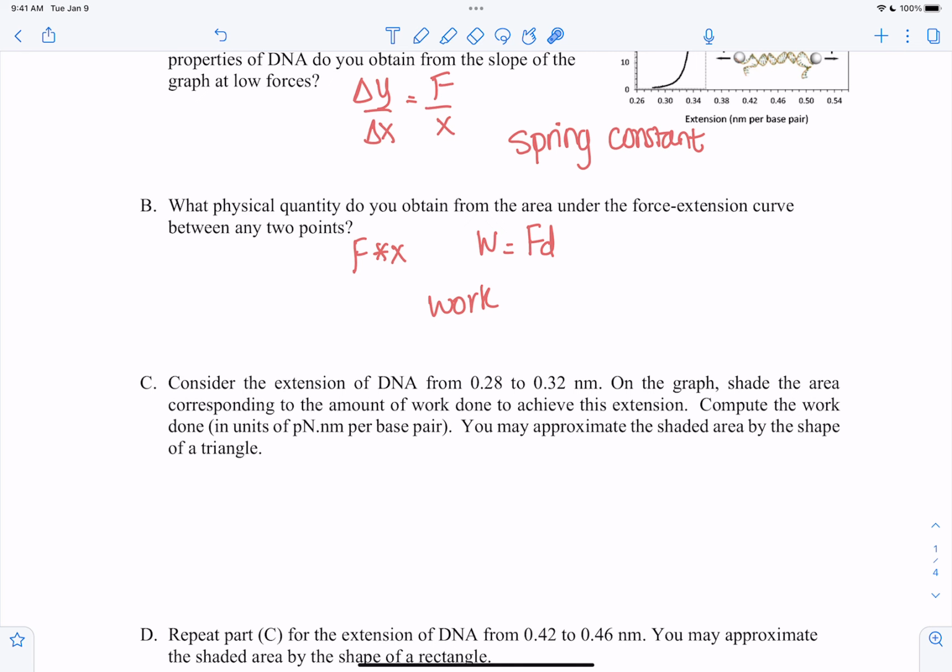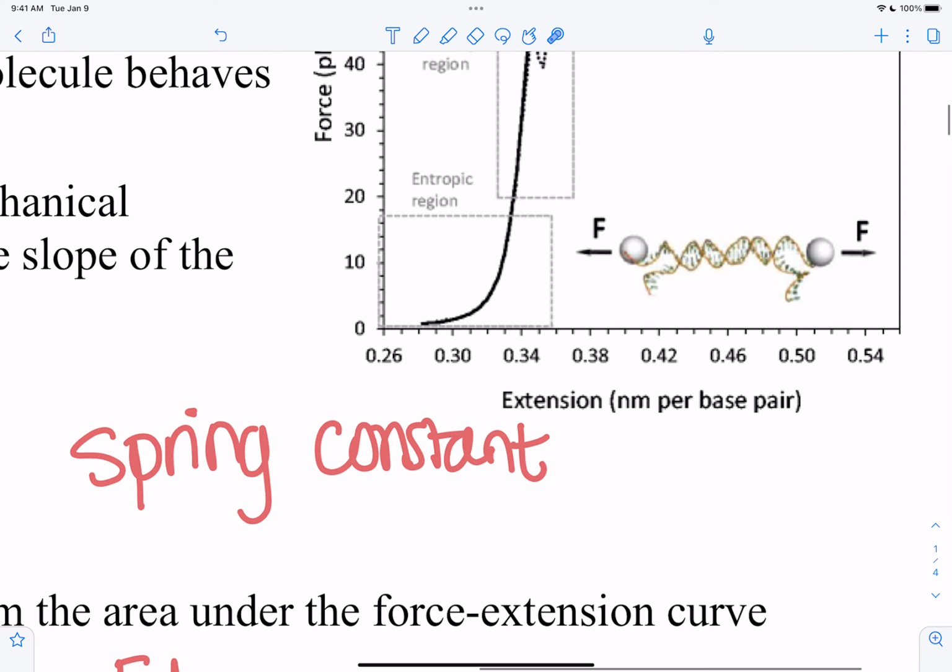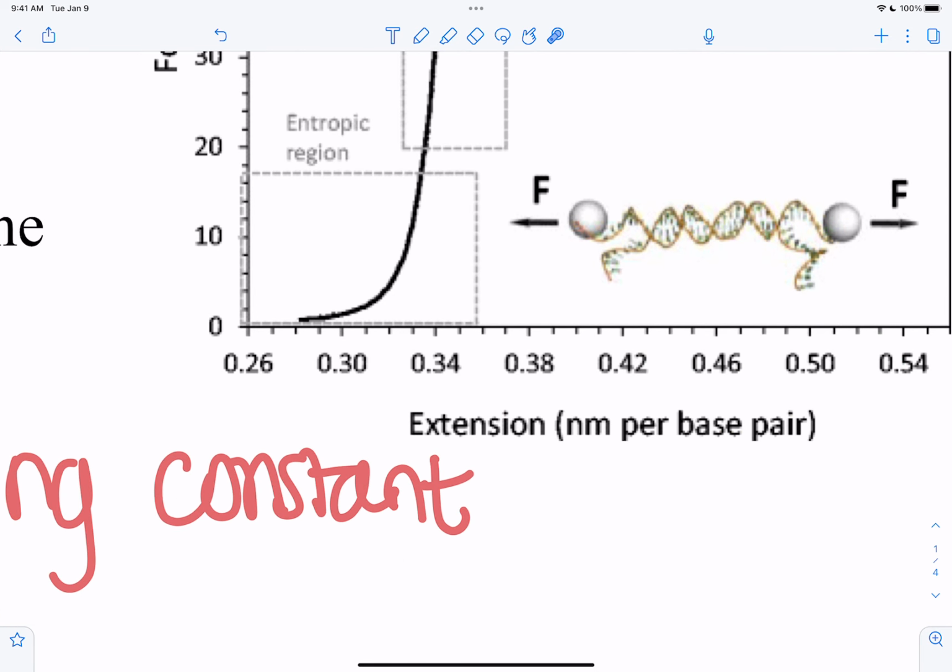Okay, excellent. So they give us 0.28 to 0.32. So 0.28 right there, all the way to 0.32.